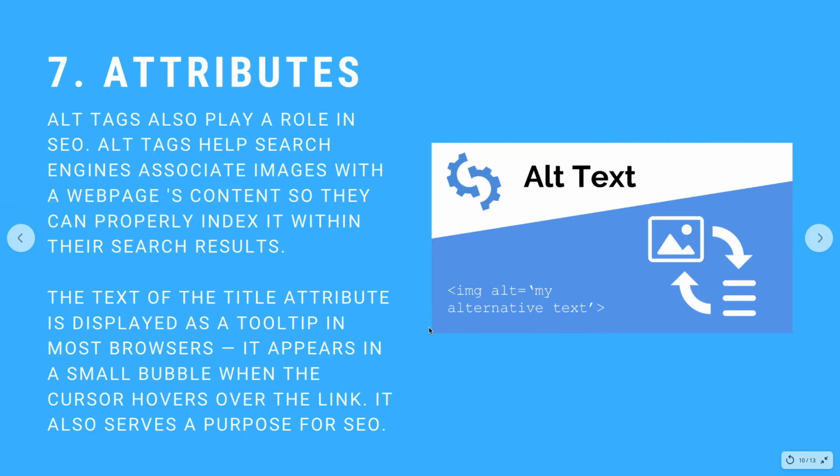We also have anchor tags. So anchor tags are basically links, and we can specify the title of an attribute. It is displayed as a tooltip in most browsers. Basically, it appears in a small bubble. We are going to see how it looks just now.